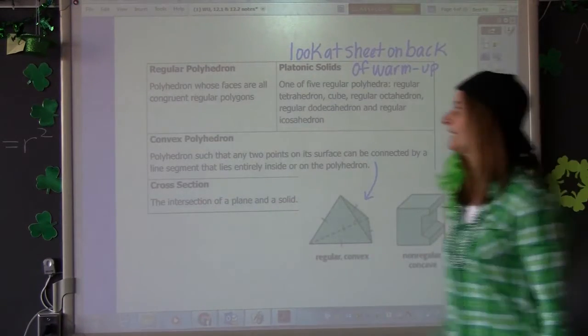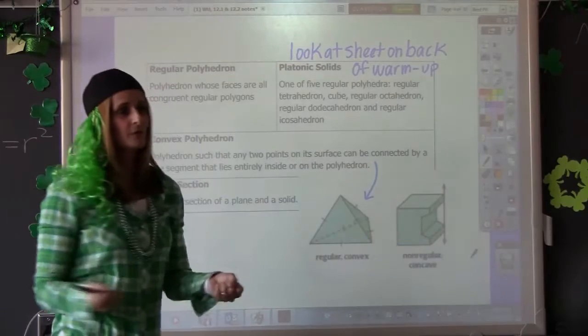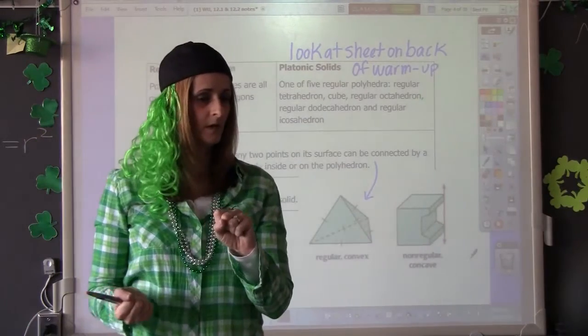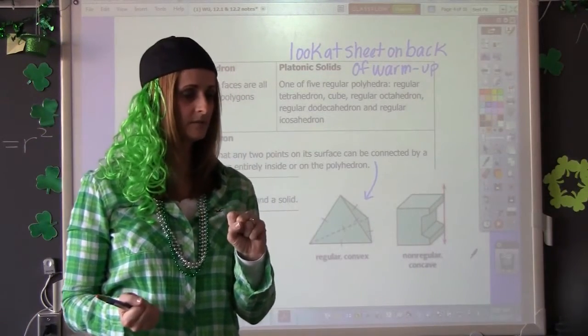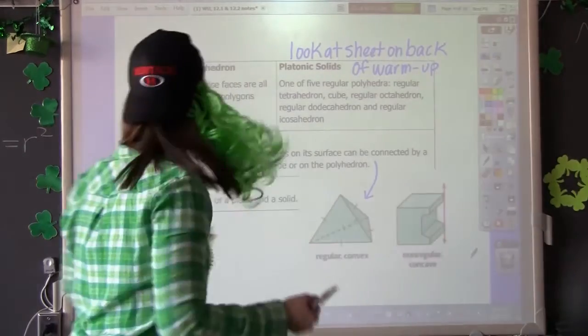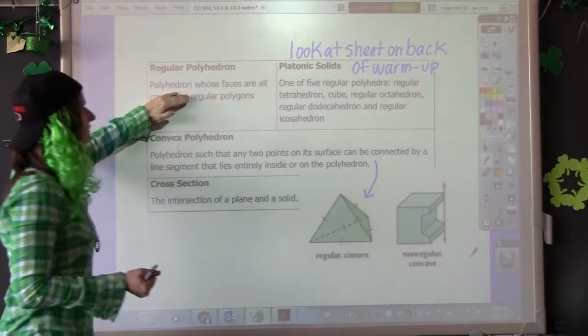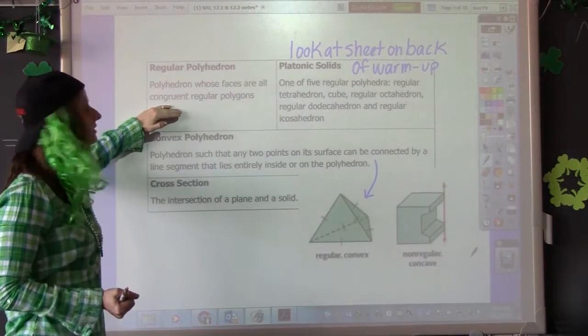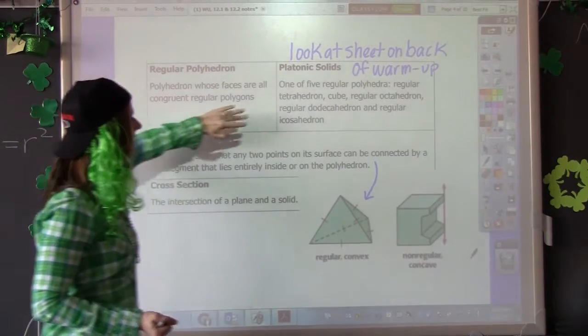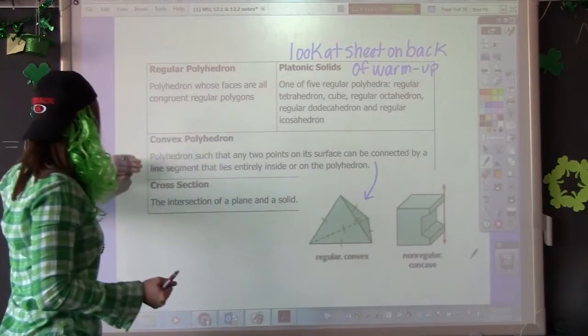A regular polyhedron is a polyhedron whose faces are all congruent regular polygons. If you look at the back of your warm-up, there are the 5 platonic solids, and the names are underneath them. So we've got a name right here.